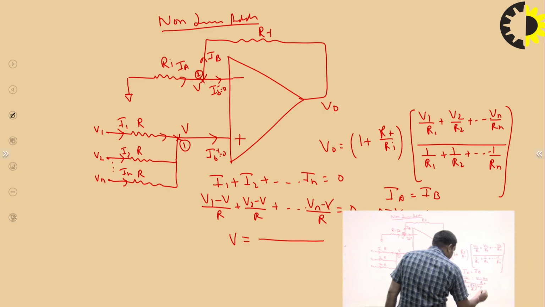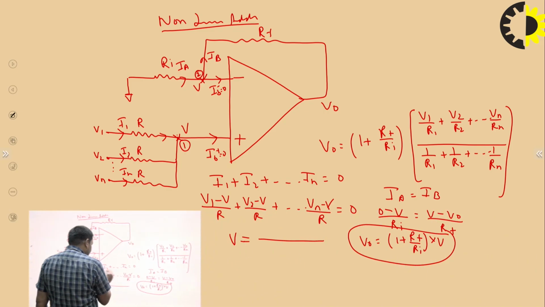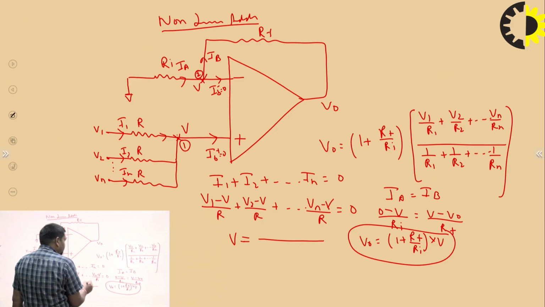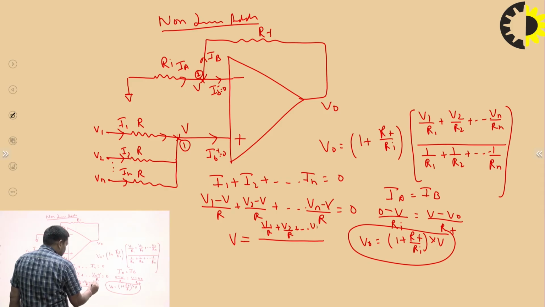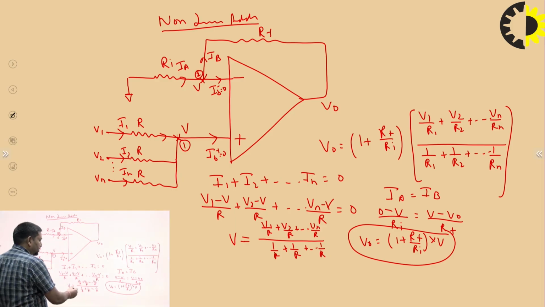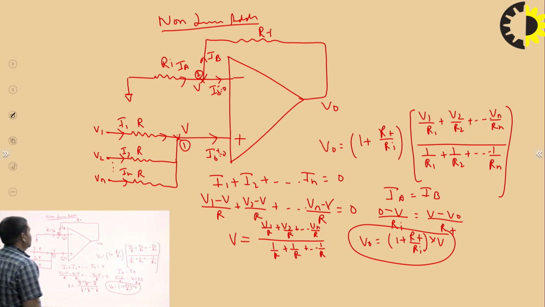We put the value of V in terms of this here. If we solve, V is V1 upon R plus V2 upon R up to Vn upon R, divided by 1 upon R plus 1 upon R up to 1 upon R. We put this value here, and so we easily calculate the output voltage for the non-inverting adder.